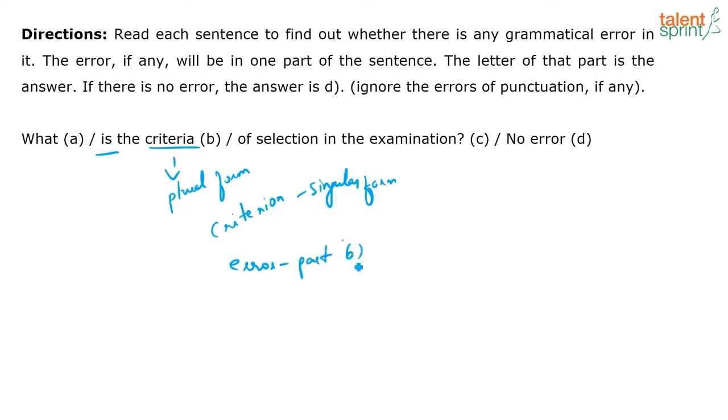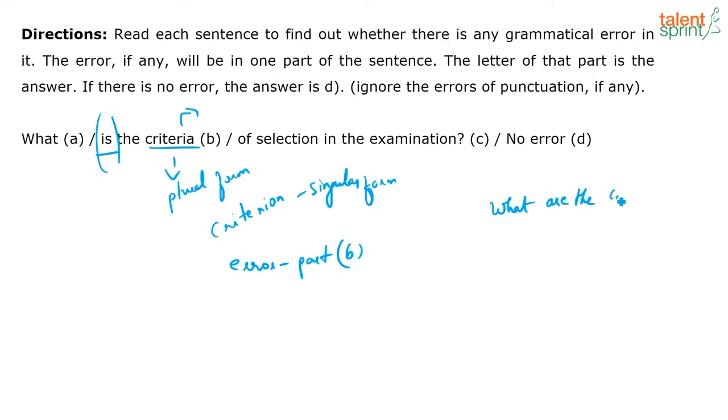We need to change criteria to criterion, right? So criteria is used when you're referring to more than one. Criterion is what we need because of the singular verb is. So what is the criterion? What are the criteria? Yeah, got it? Let me just put it here.